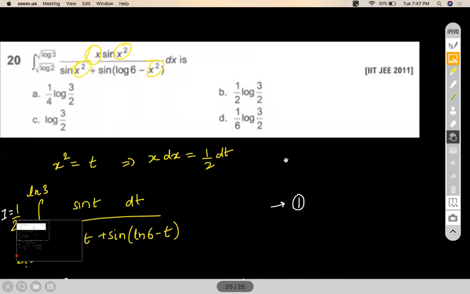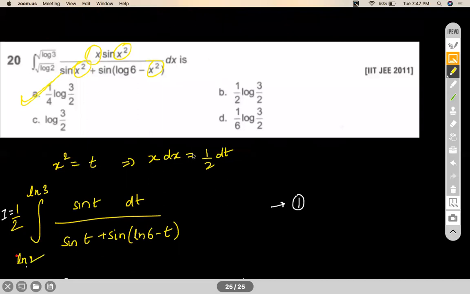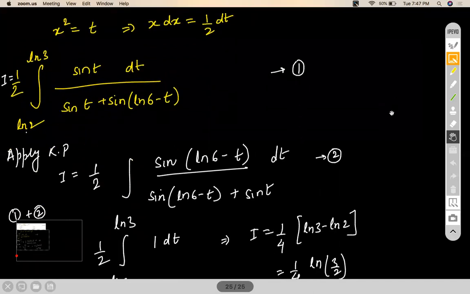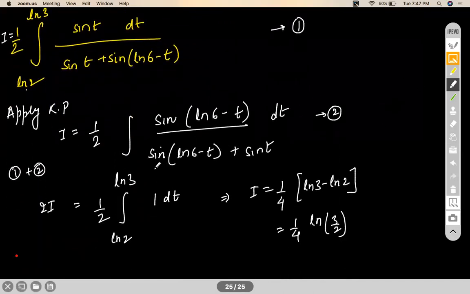Do we have such an option? Oh yes, option A itself is the given option. Oh, most of you went for B. Excuse me, sir. Yes, sir. Sir, I didn't understand what did you do with the ln 3 and the ln 2? The limits, it's under root. How did you just change it to that? How did I change it to that? Okay, that's a very good question.